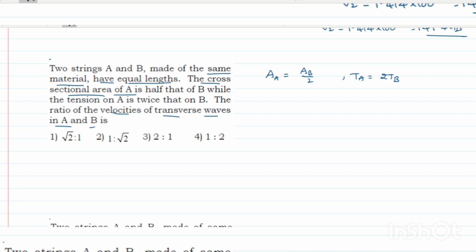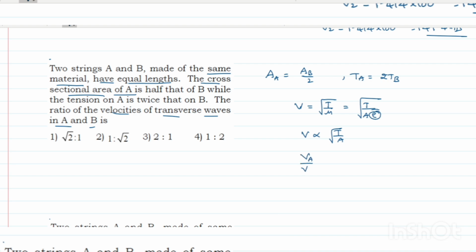Now here, look at students, the velocity of the transverse wave, the formula will be V equals root over T by mu. In terms of area, it is A into rho, and for the same material wire the density you can take as constant. So V is directly proportional to root over T by A. So the ratio of the velocities of A and B they are asking.